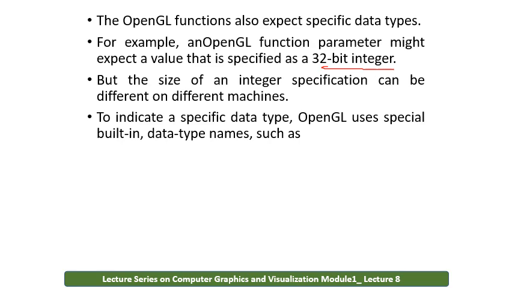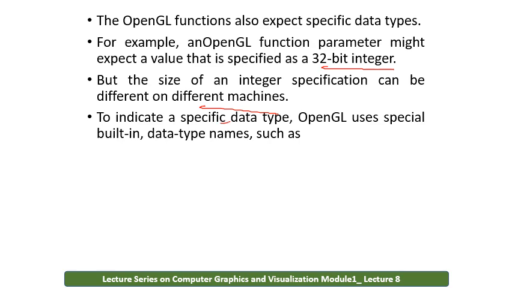And the size of an integer specification can be different on different machines. Already you know about this. Some integers may hold 16 bits, others 32 bits. So this is going to depend on the different machines.